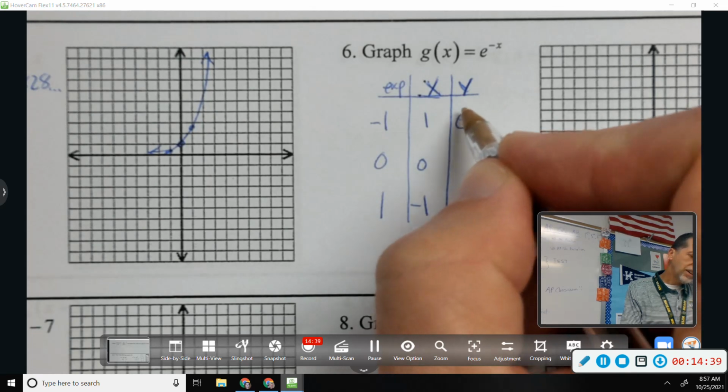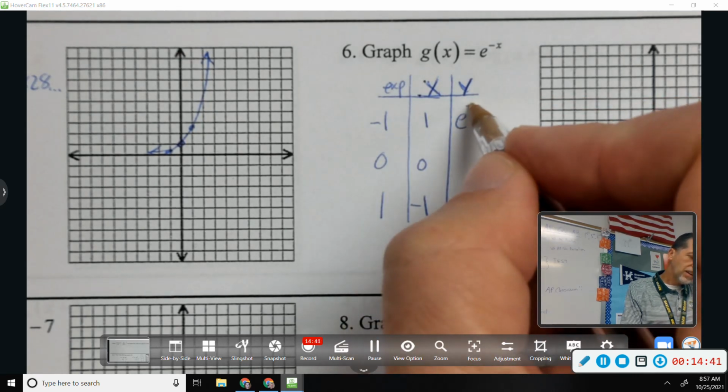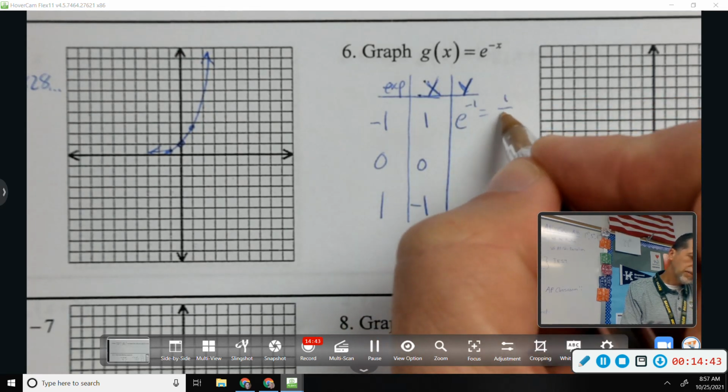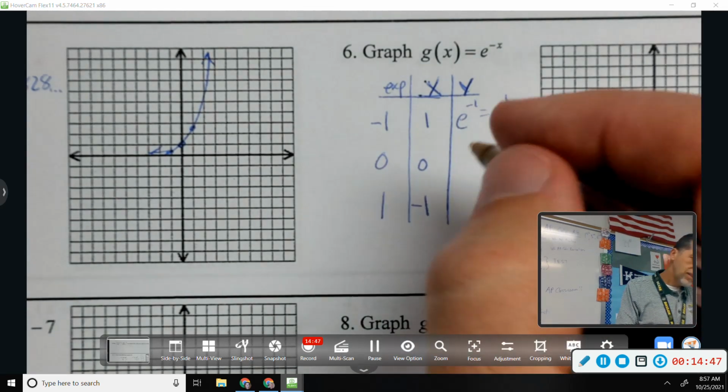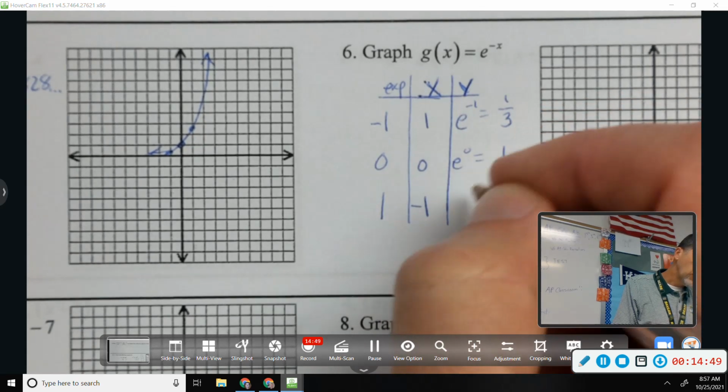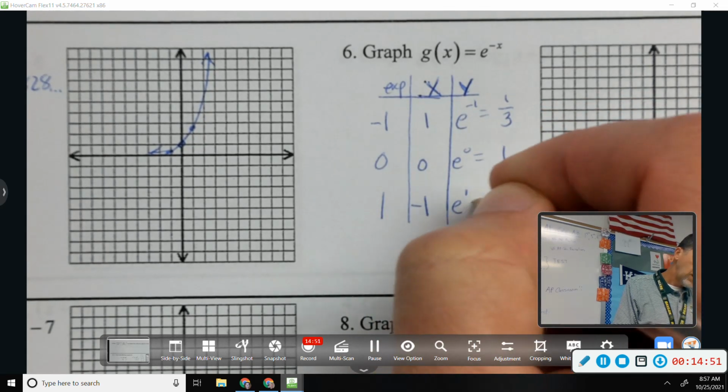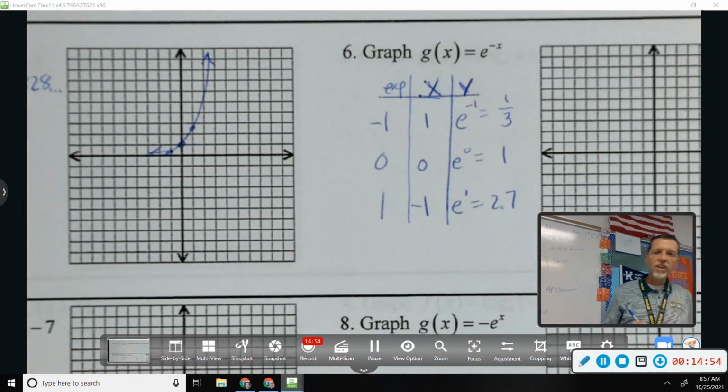So e to the negative 1 is 1/3. Close enough. E to the 0 is 1. E to the first is 2.7.